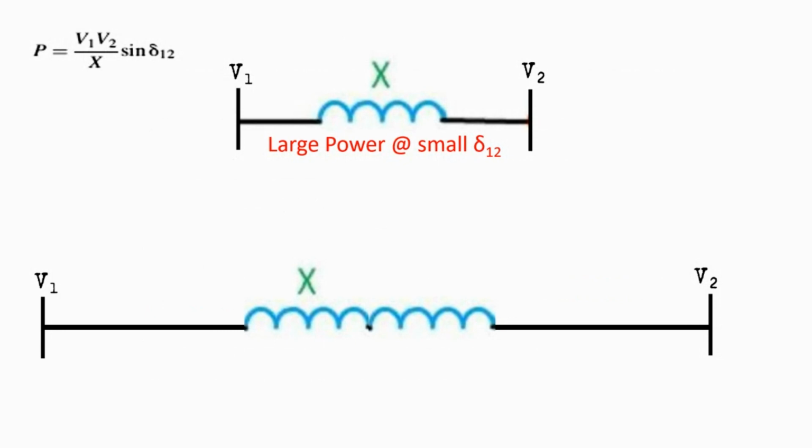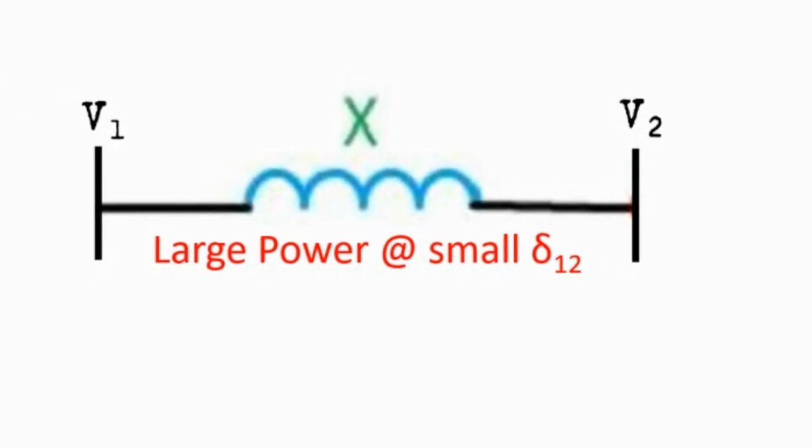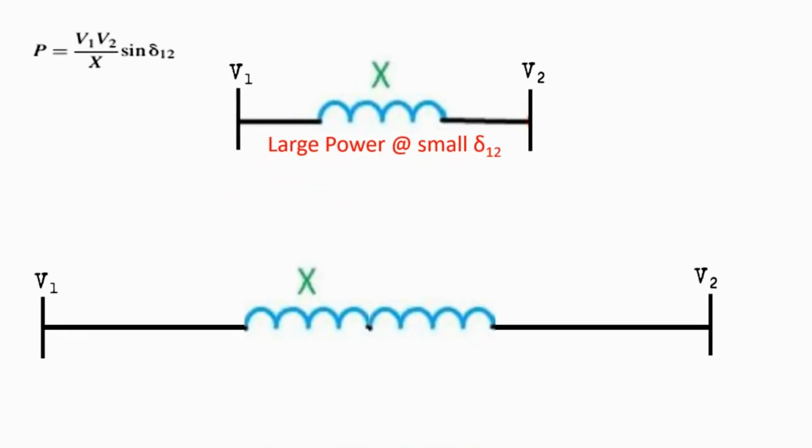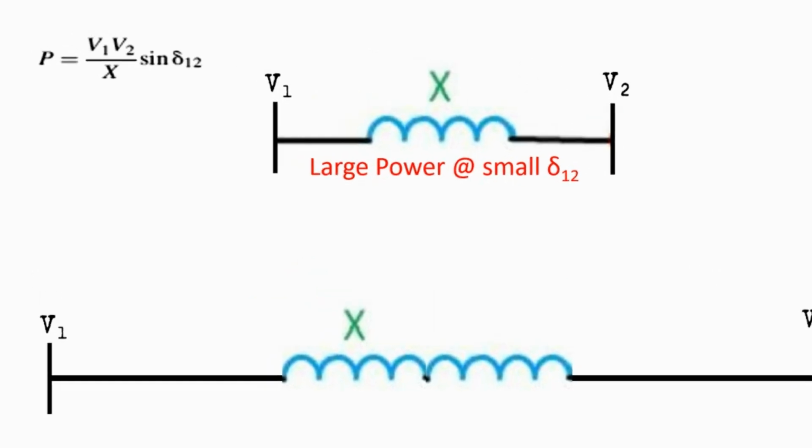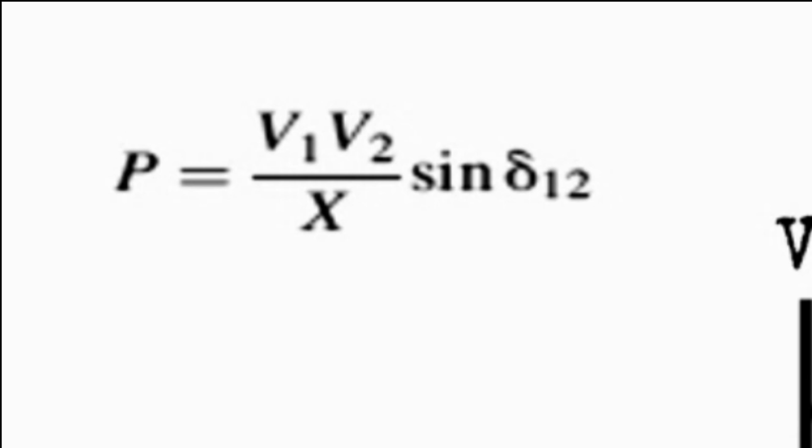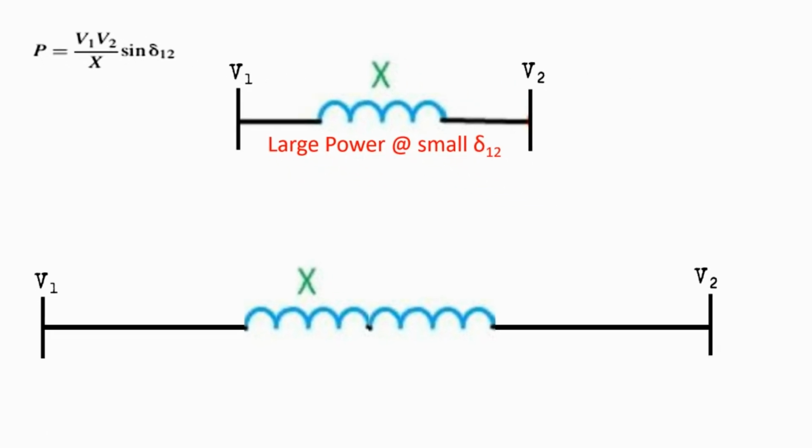From this example, we have two systems, V1 and V2. V1 is the sending end voltage, V2 is the receiving end voltage. In the first case, up, you can see we have a short transmission line. In the second case, we have a long transmission line. Both of them are governed by the same equation, which is P equals V1 V2 over X sine delta 1,2. Delta 1,2 means the delta between the two ends. Now, for the short line, X is small. Since X is small, it will allow you to transmit more power, from the equation.